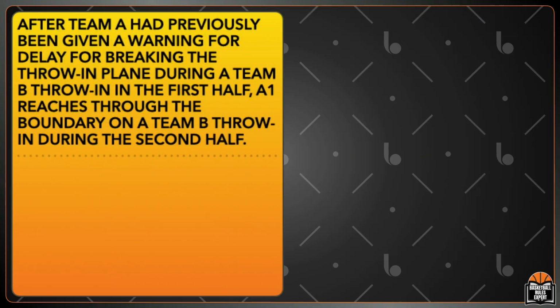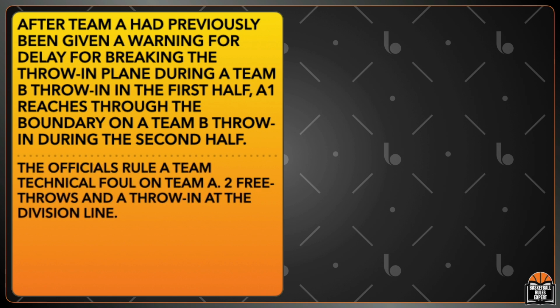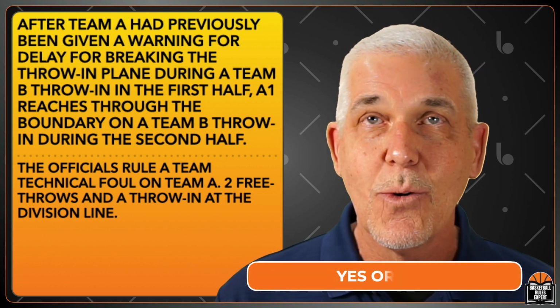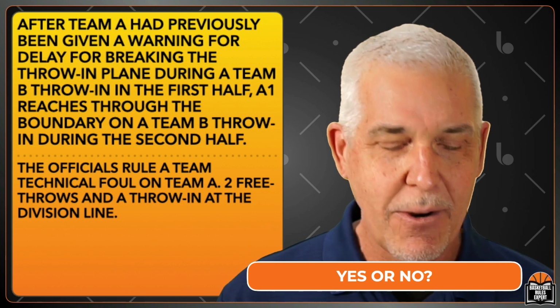After Team A had previously been given a warning for delay for breaking the throw-in plane during a Team B throw-in in the first half, A1 reaches through the boundary on a Team B throw-in during the second half. The officials rule a team technical foul on Team A, 2 free throws, and a throw-in at the division line. Were the officials correct? Yes or no? Simple, straightforward play, easy to adjudicate.